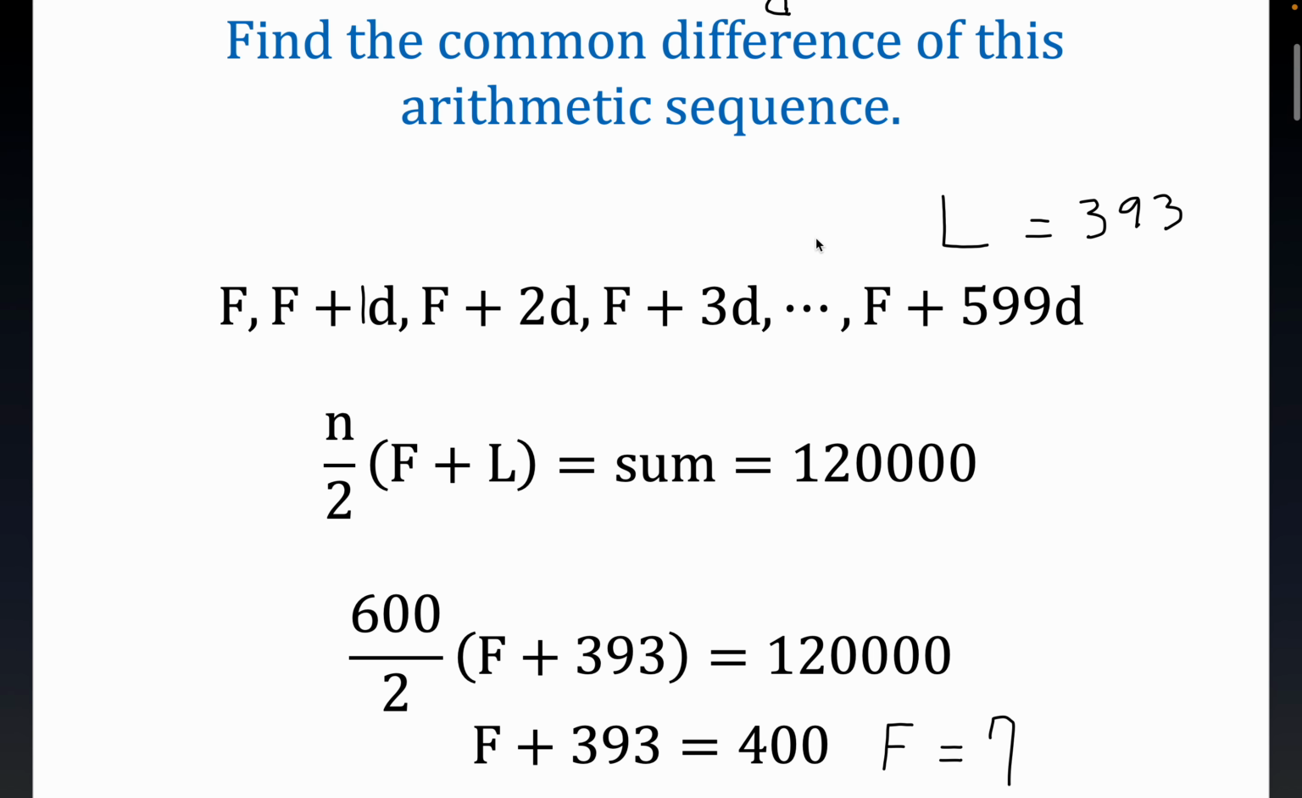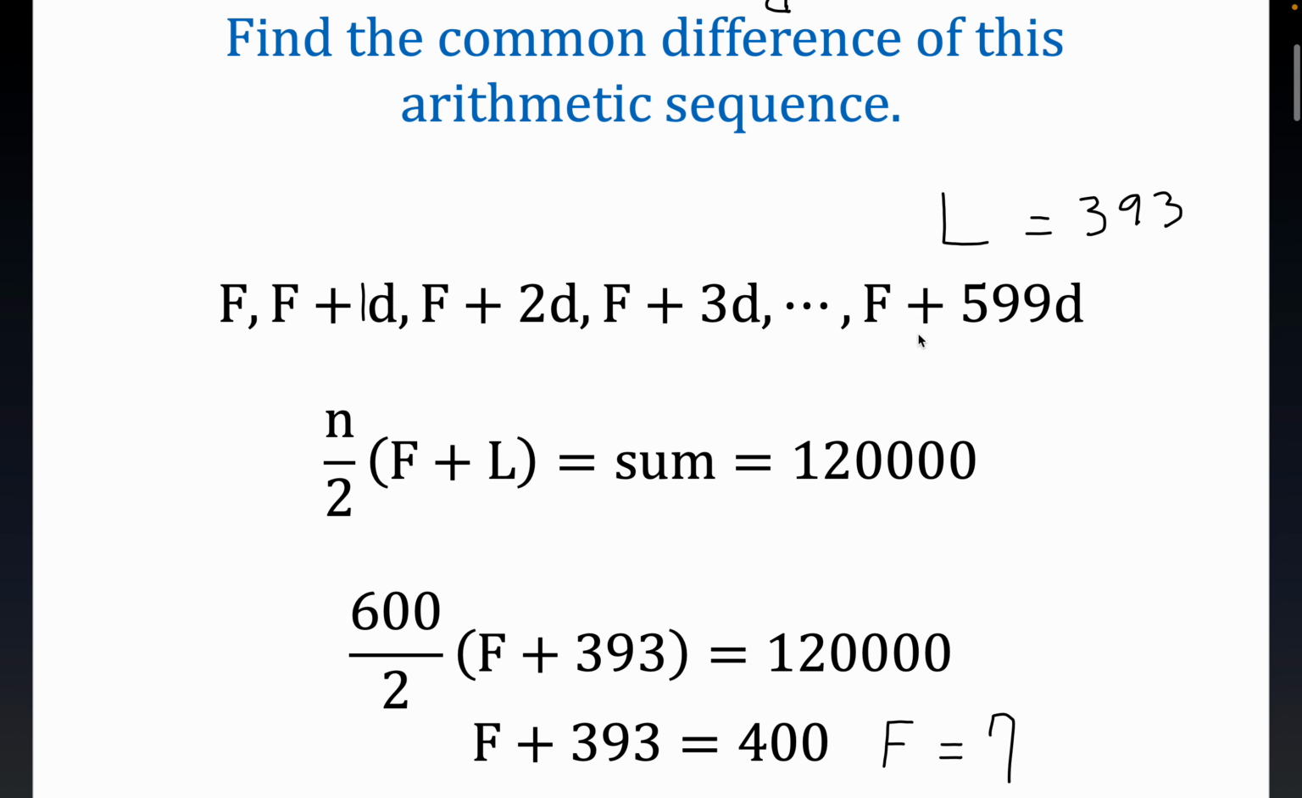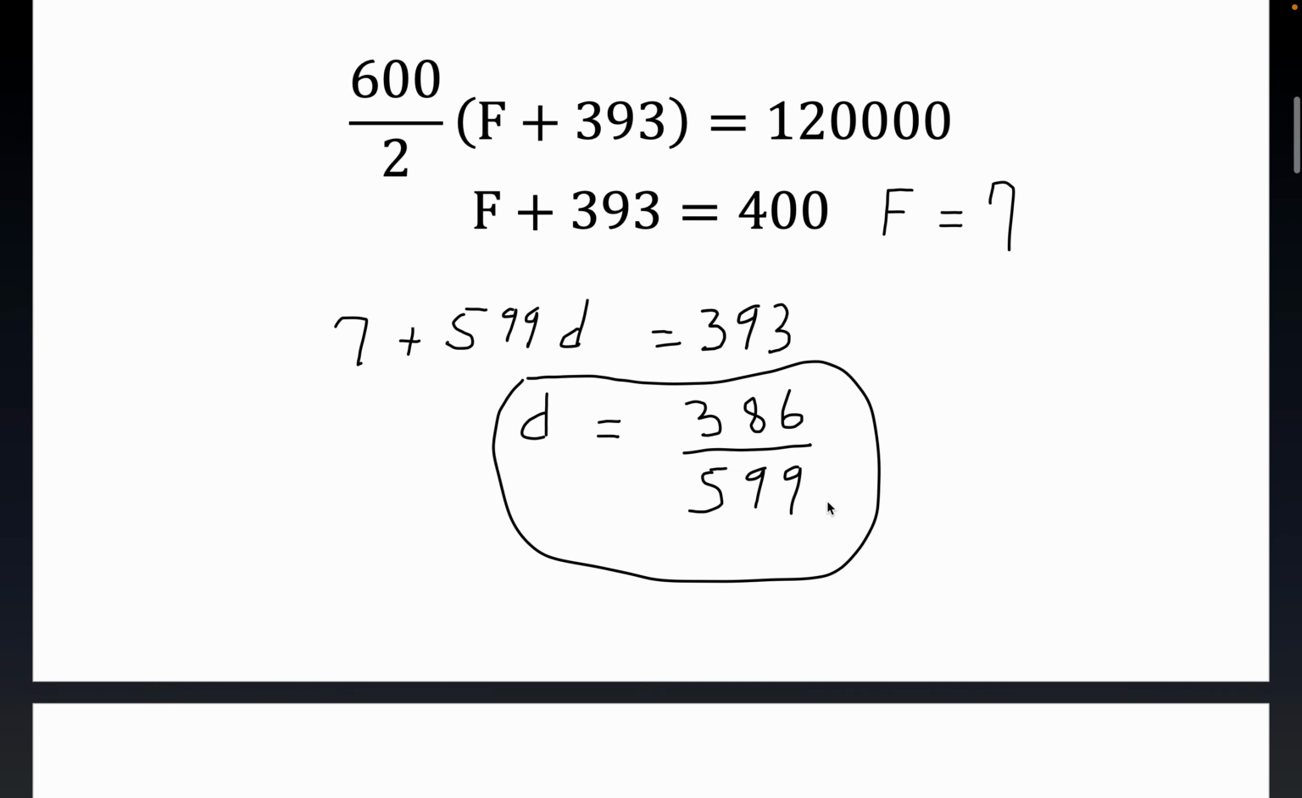Another interesting thing here is that there are only 2 integers in this entire 600 term sequence, the first term and the last term. Everything else would be a fraction owing to the primality of 599. 599 is a prime number. But anyway, the answer to the question is D is equal to 386 over 599.